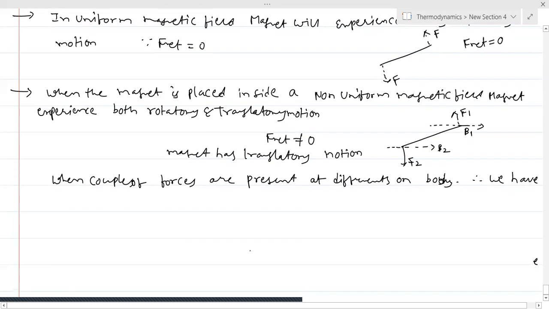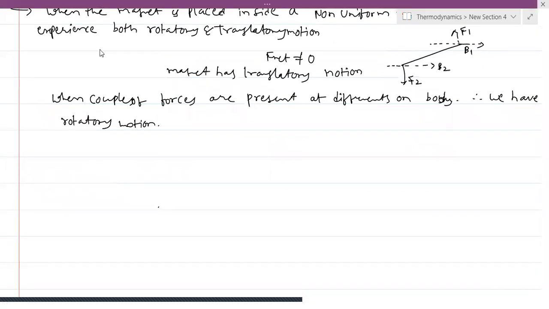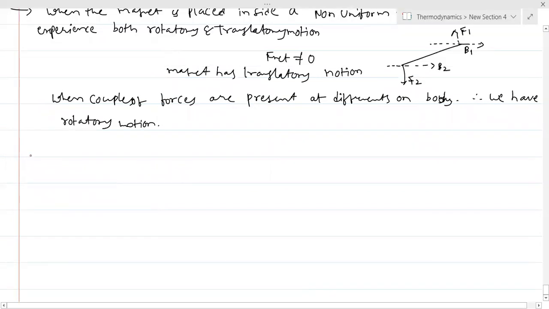Because one tries to pull and the other tries to push, we have rotatory motion. So this is a very, very important point in the case of electrostatics as well as magnetism. In a uniform field, the net force is equal to 0, therefore no translatory motion. But in a non-uniform field, it has both translatory motion and rotatory motion.